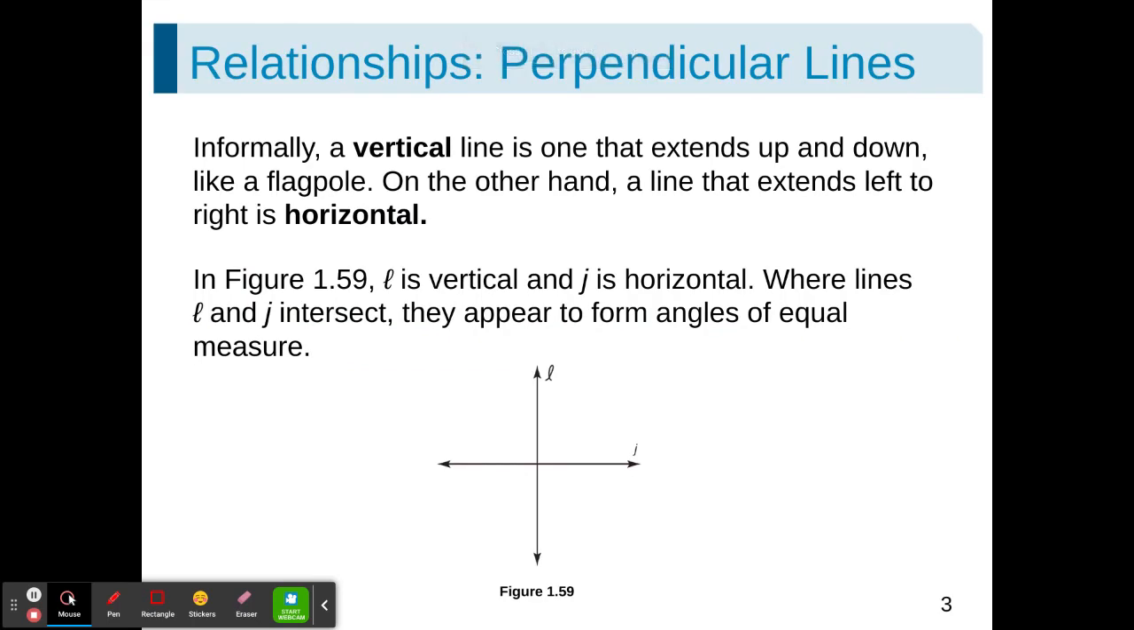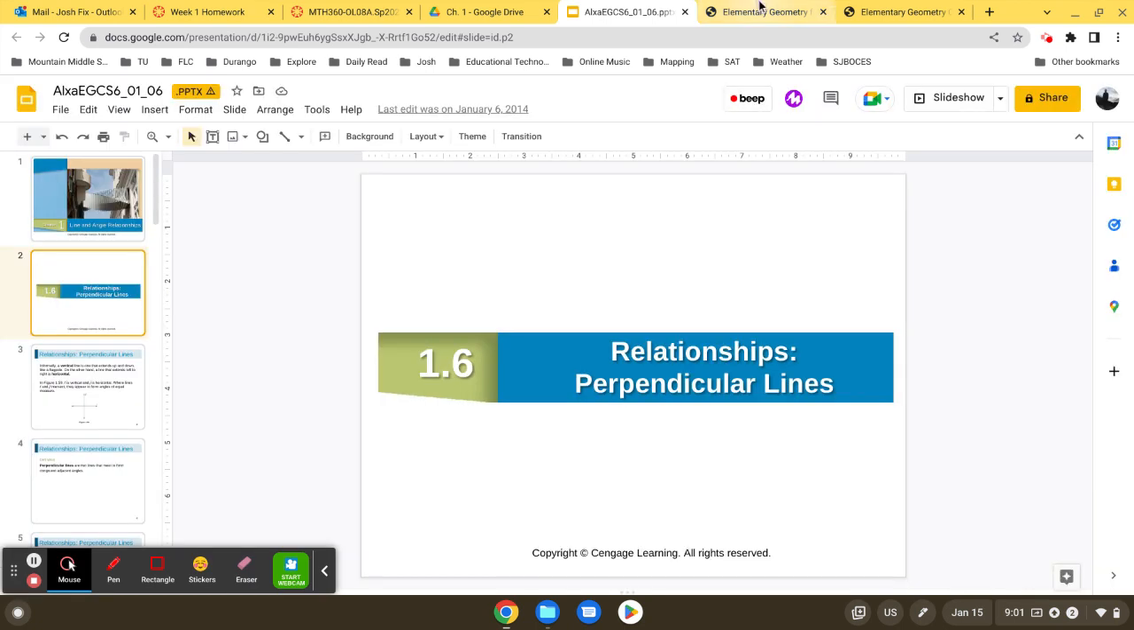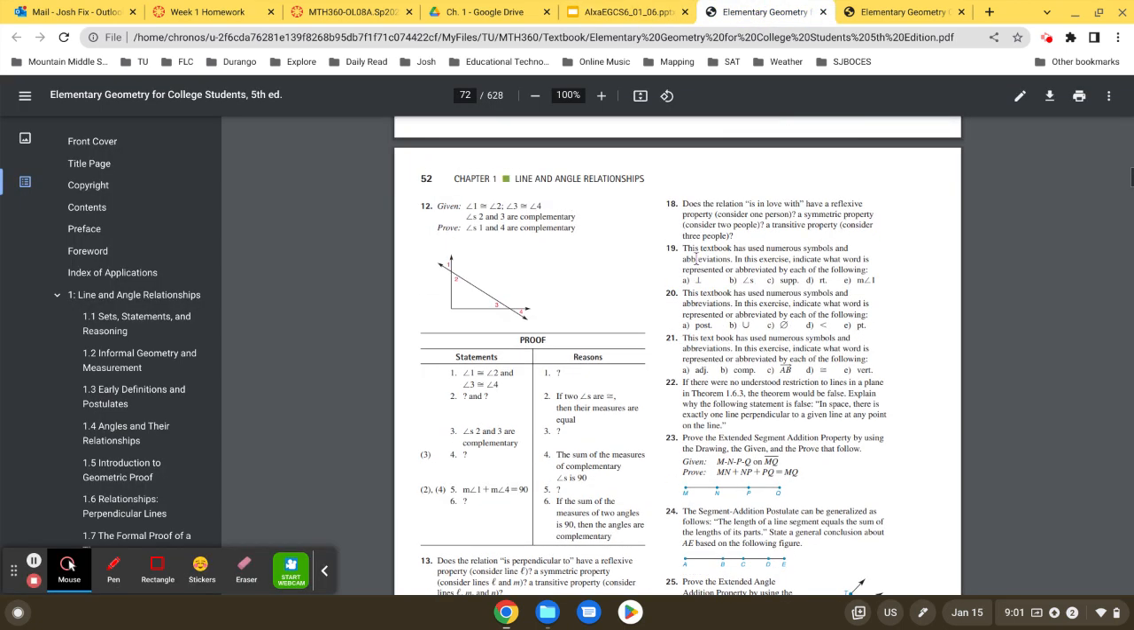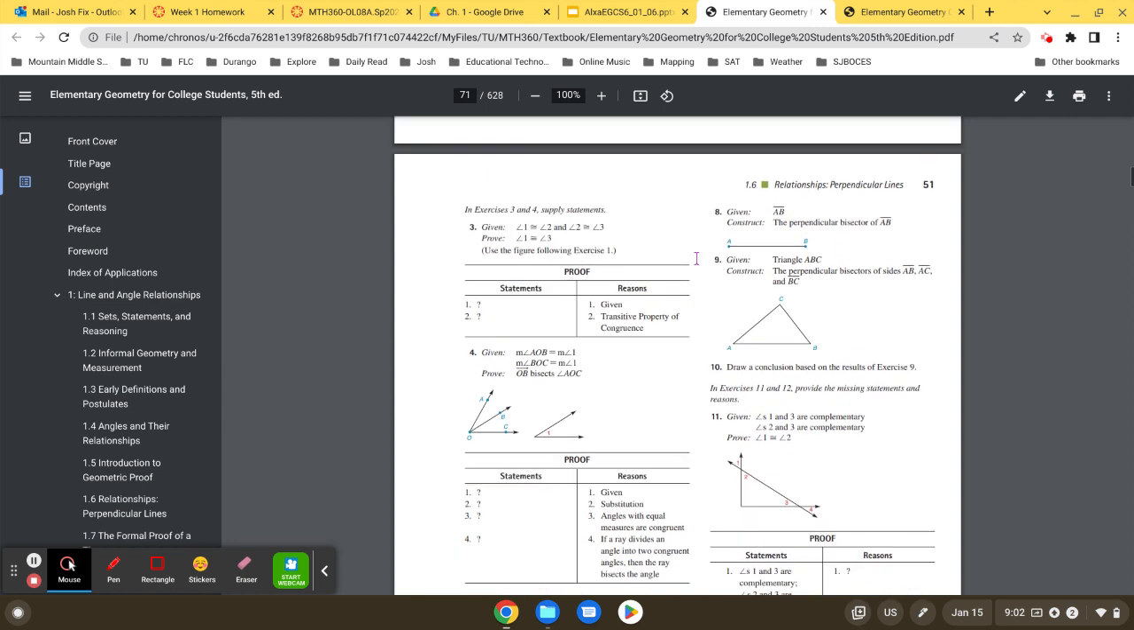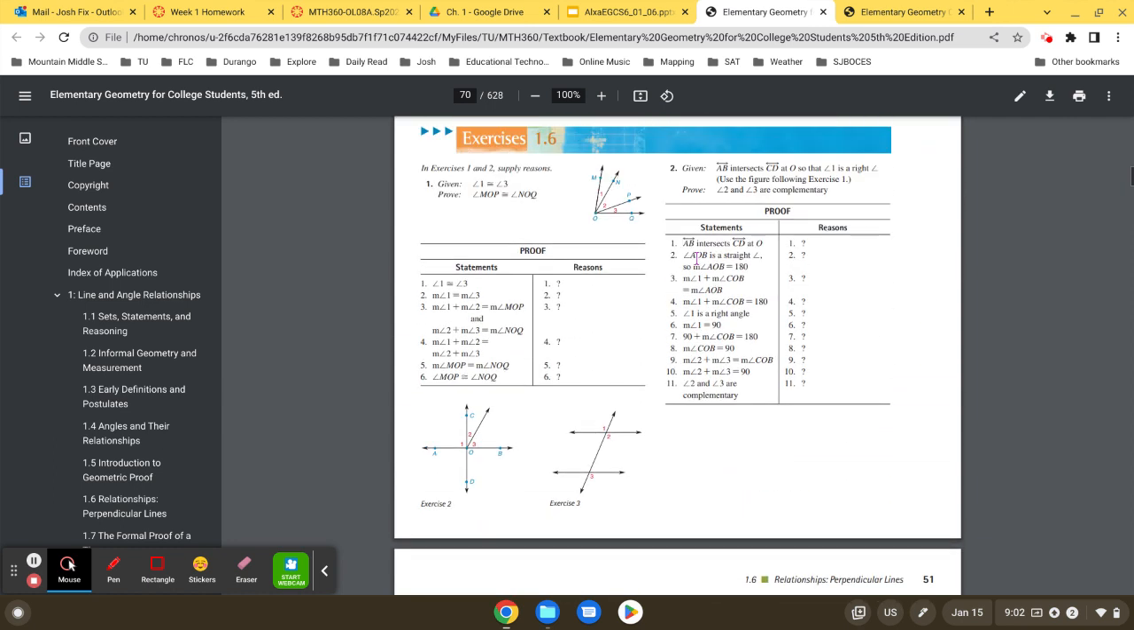All right, section 1.6. In 1.6, we're looking at perpendicular lines and the different relationships that might occur with those lines. Once again, we're just trying to get to the spot where we're providing justification for certain steps inside of our proofs. So our homework assignment, if I jump straight to that, for 1.6, let's see, there we go.